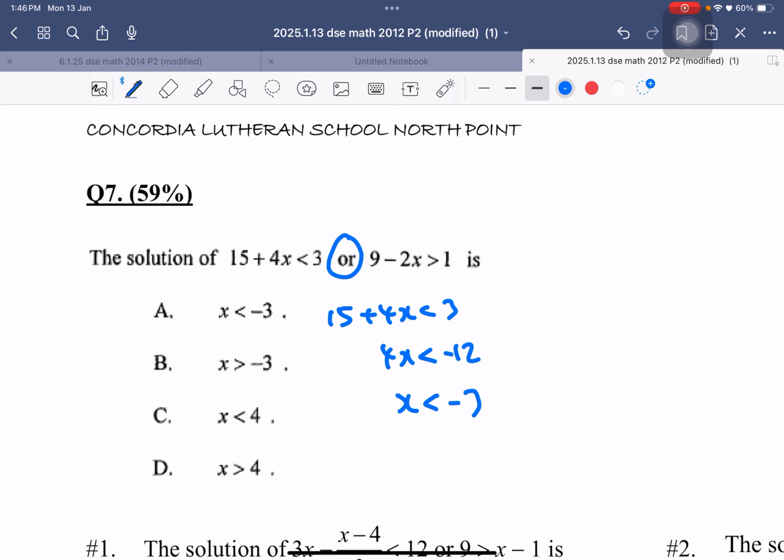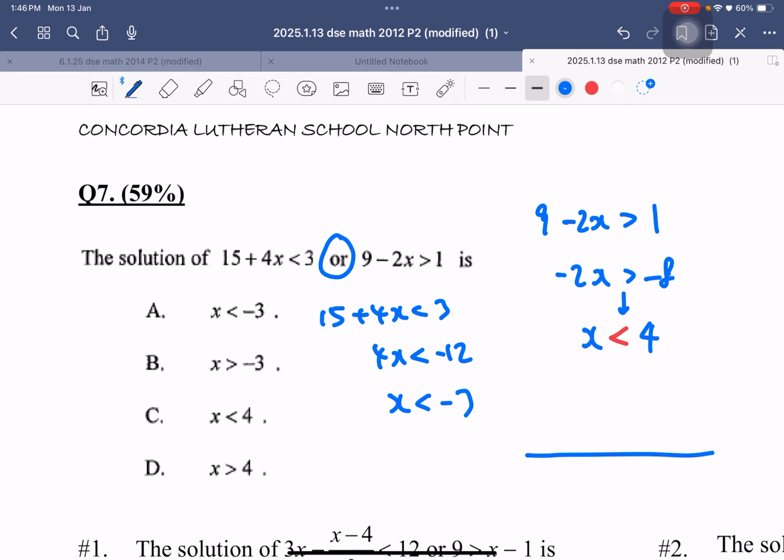Do I need to change the sign? But there's a negative. Yes, that's good. Okay, then we have 9 minus 2x greater than 1. So negative 2x must be greater than minus 8. Then x, change the sign, smaller than 4. Why do you need to change the sign here? Divided by negative.